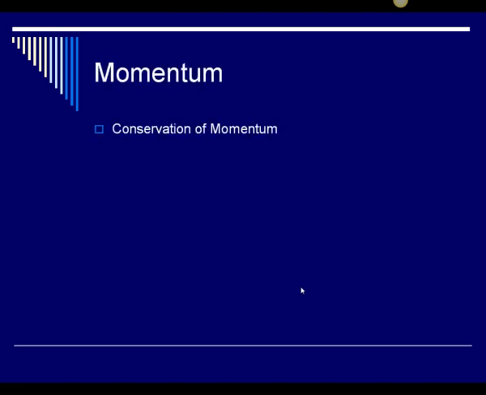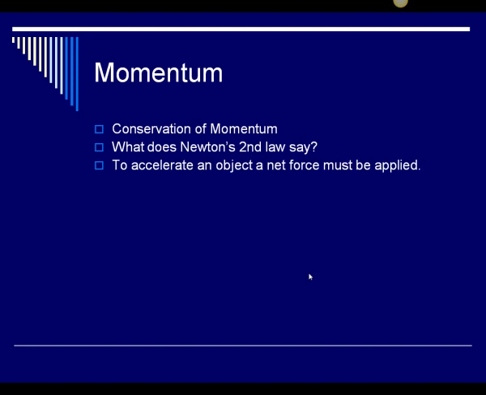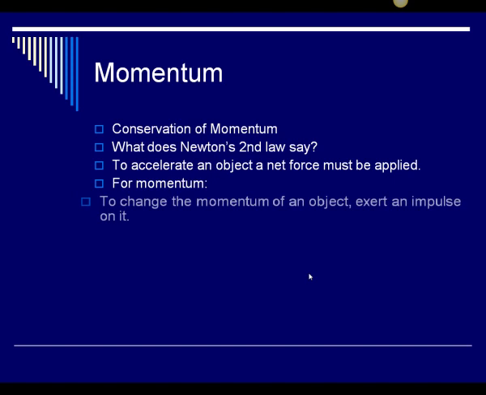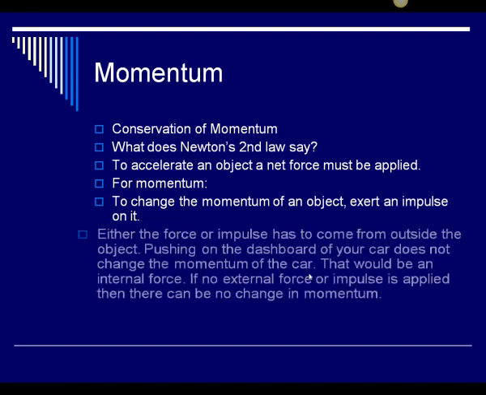All right, now we're getting into conservation of momentum. What does Newton's second law say? That was our force equals mass times acceleration. To accelerate an object, a net force must be applied. So for momentum, to change the momentum of an object, you exert an impulse on that object. Now remember, we said impulse is equal to the change in momentum. You apply a force times time on an object, the velocity will change, moving the mass.